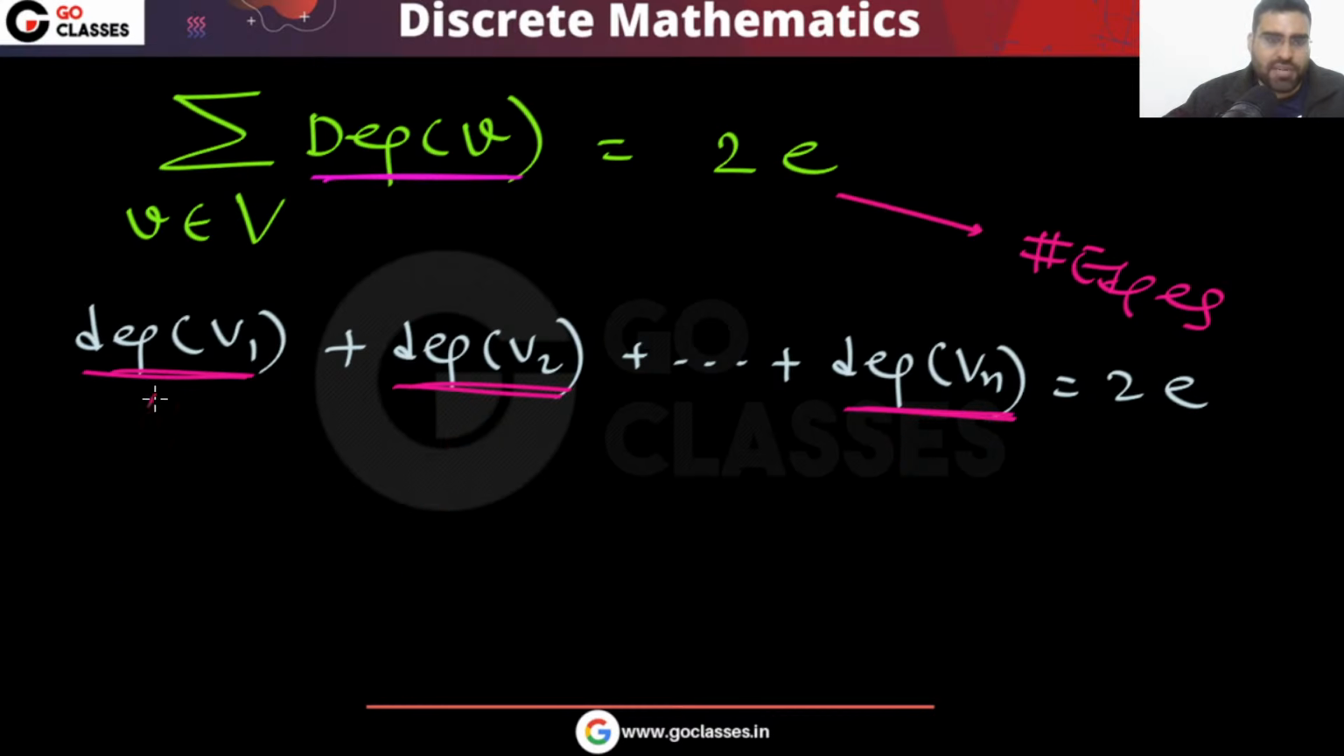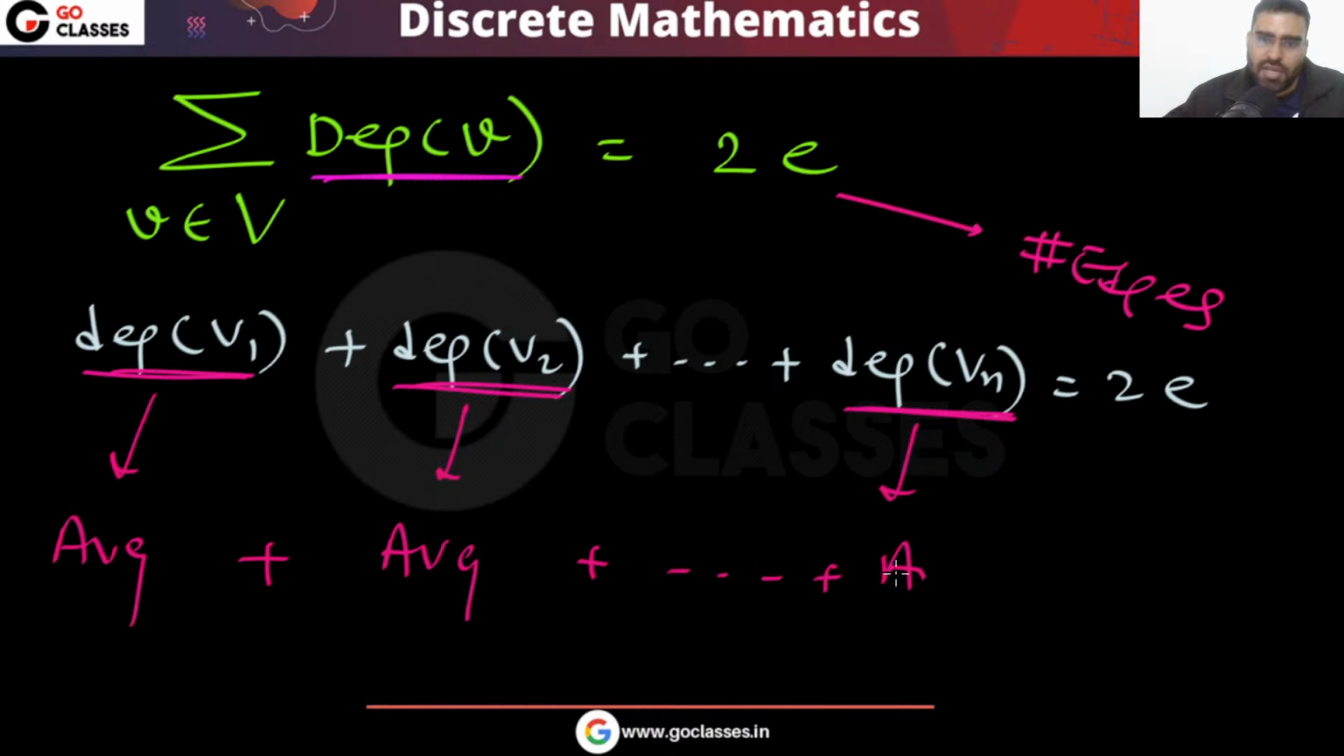If I replace everything with average degree, now tell me which side will be bigger? If I replace everything with average degree, now which side will be bigger?